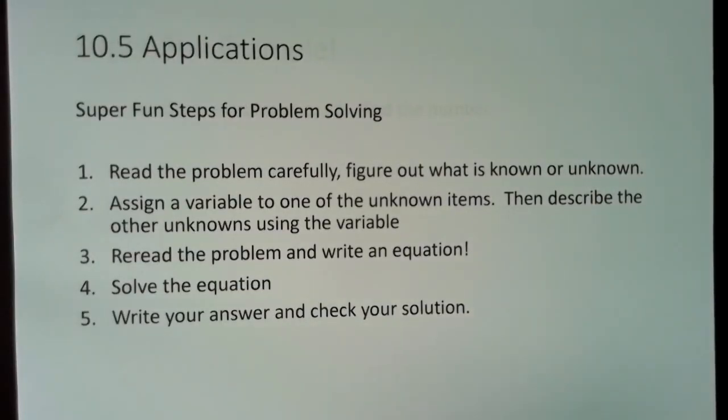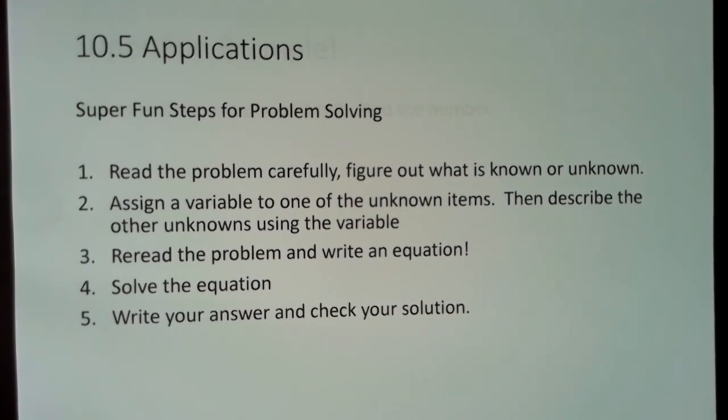Hello everyone, and welcome to section 10.5, which deals with applications of algebra. So what we're going to do is, first we're going to go over how to solve word problems. So let's go through the steps, super fun steps, I mean.